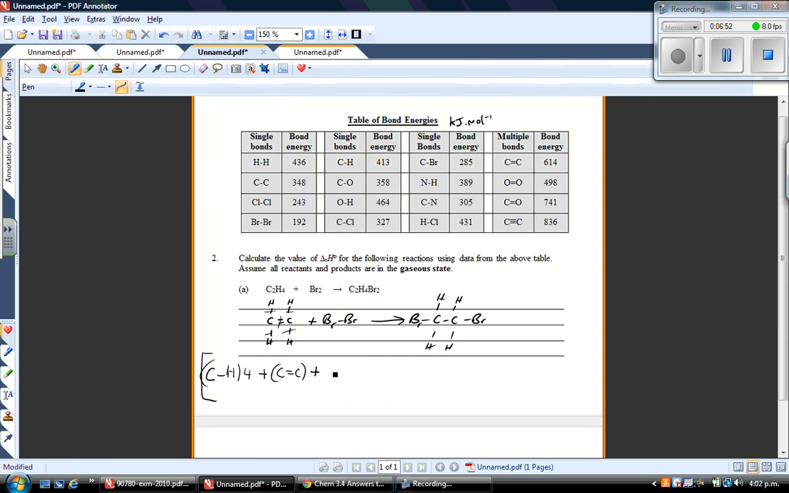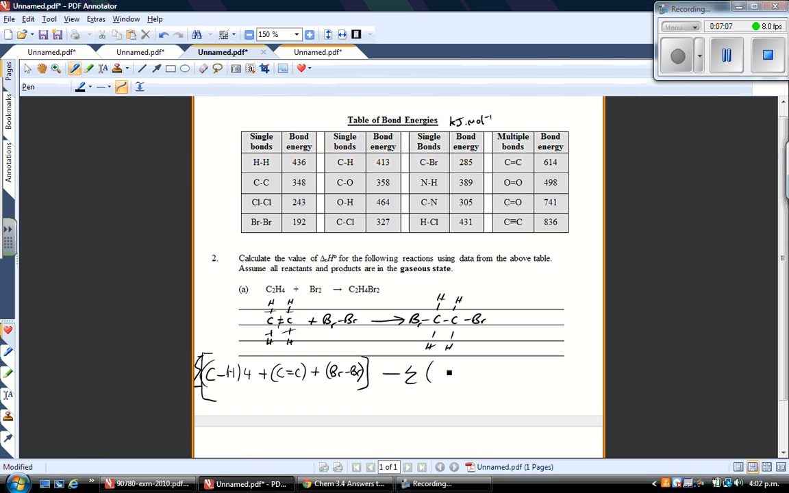Then we take a look at the bromine. We have 1 of those bromine-bromine bonds. And that's all our bonds on the reactant side. So we're summing this, and from that we're subtracting the sum of the bonds formed in the product.